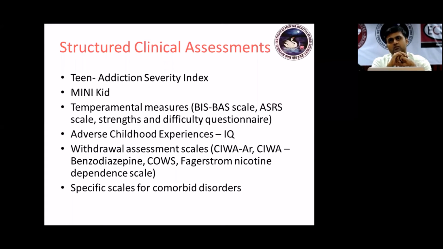The BIS/BAS scale, which is the behavioral inhibition and behavioral activation sensitivity scale, is also available in open source and looks at both the internalizing and externalizing temperament together. The ASRS scale is basically the adult ADHD rating scale. The Strengths and Difficulties Questionnaire again looks at the temperament part. The Adverse Childhood Experiences scale looks at the various kinds of environmental and adverse experiences any child can go through. It's a fairly simple and easily usable scale.